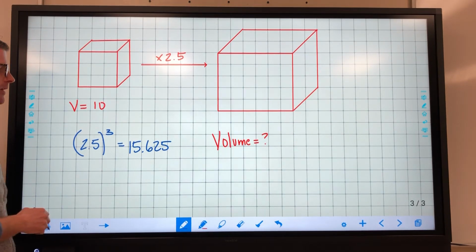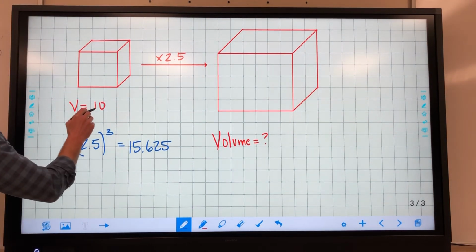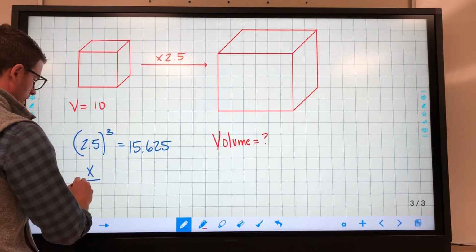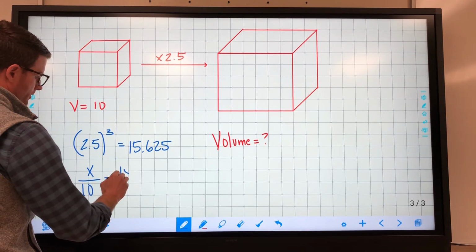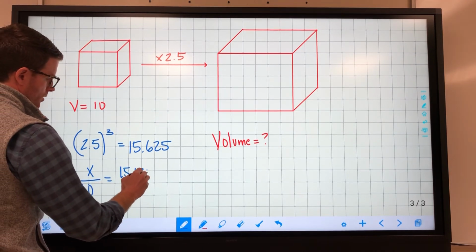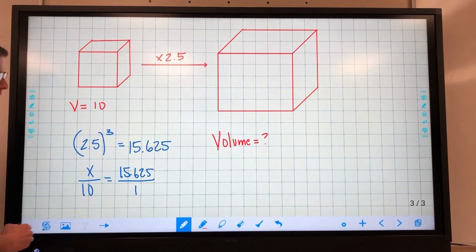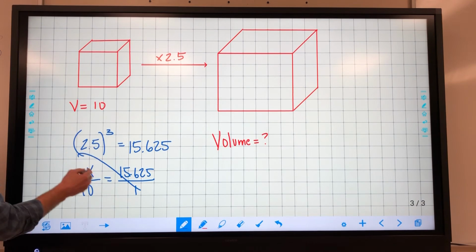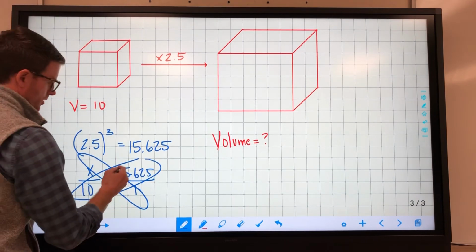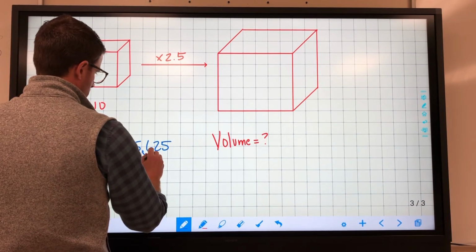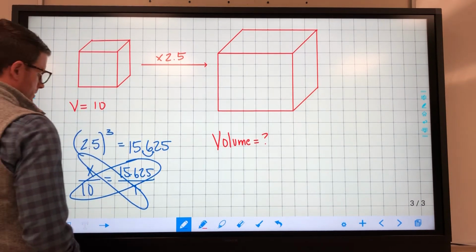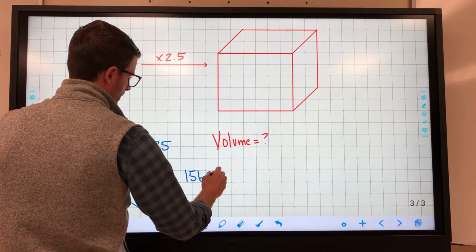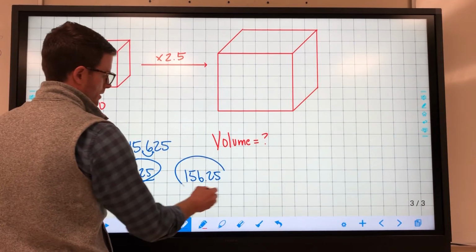Okay, so I already know that one of my volumes is 10. All right, so I need to say what over 10 is equal to 15.625 over 1. Or I could just take this and multiply it by 10, right? Which is going to be the same thing as what I do when I cross multiply. And so since I'm multiplying by 10, I'm just going to move it one place to the right. And so I get 156.25.